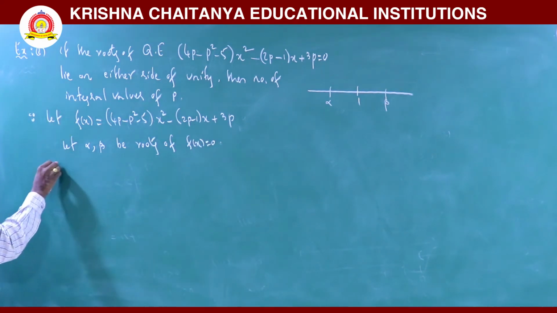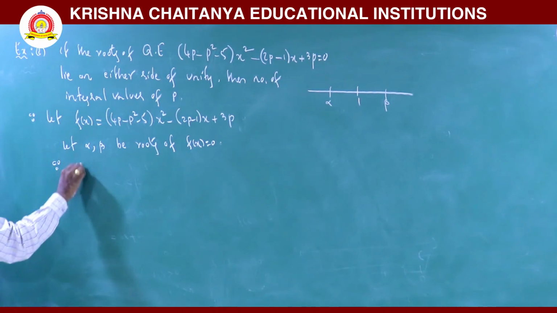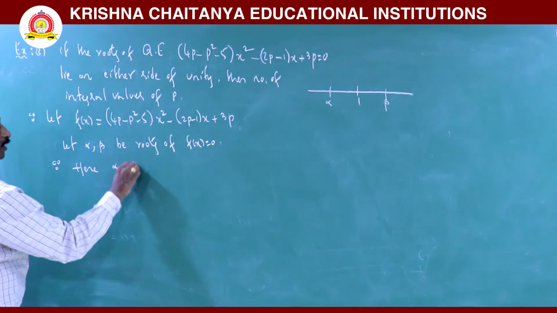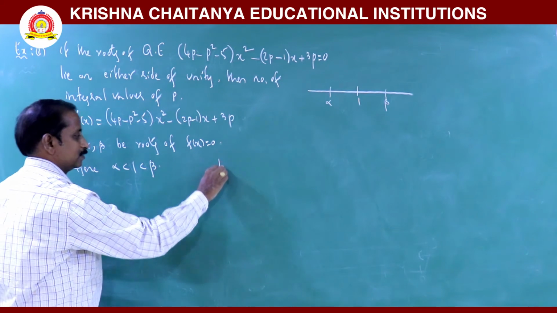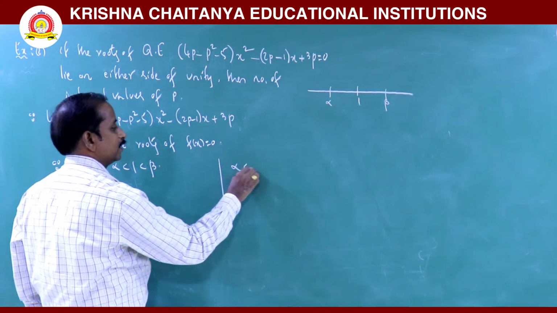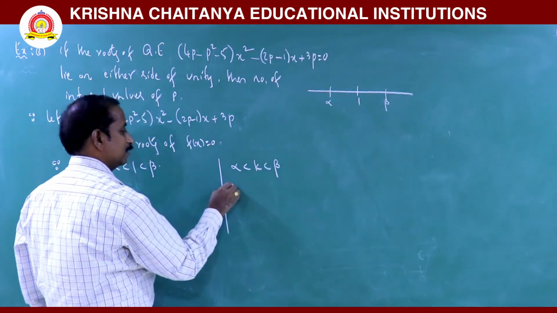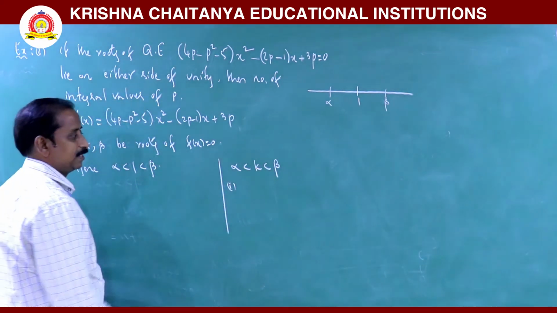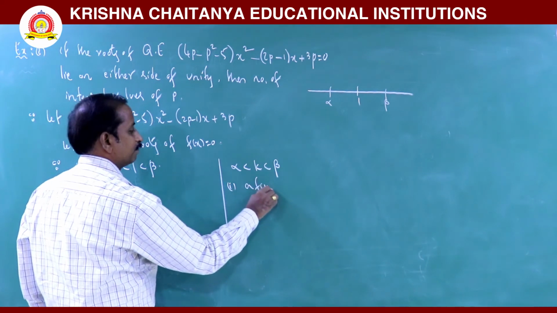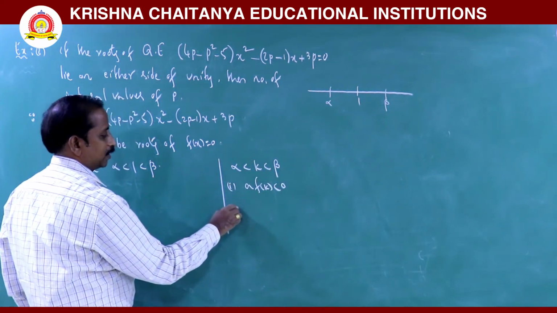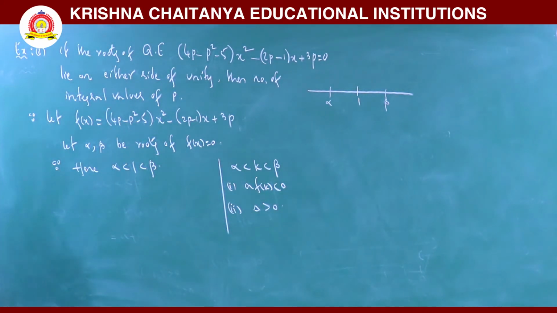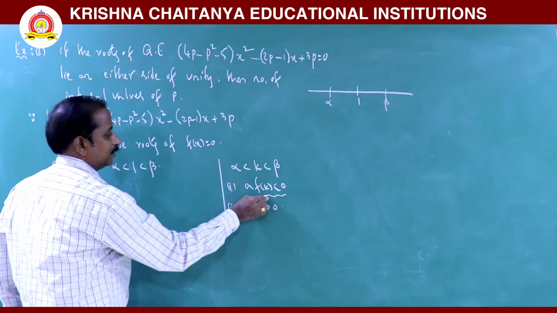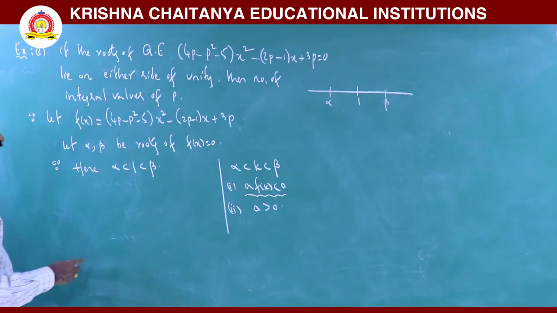What is the given condition? Alpha less than 1 less than beta. So it is indirectly the concept of alpha less than k less than beta. Here there are two conditions. Condition number 1: a into f of k less than 0. Condition number 2: delta is mandatory greater than 0. Now, first we consider a into f of k less than 0.